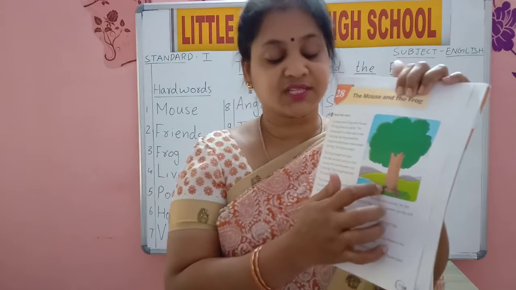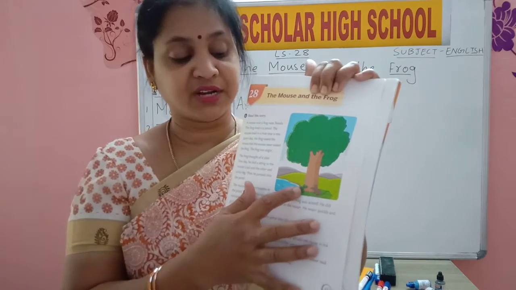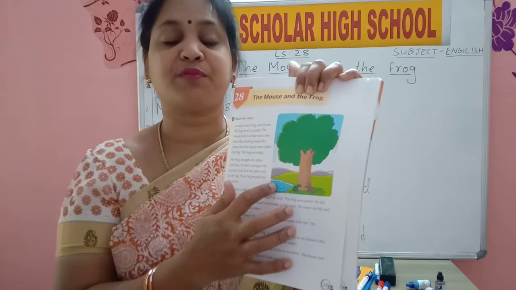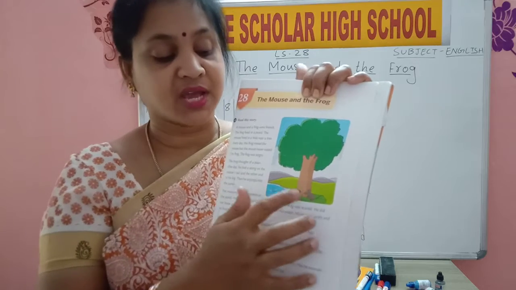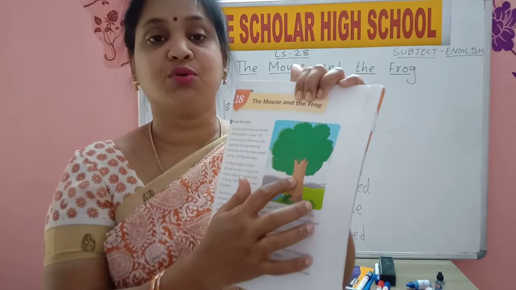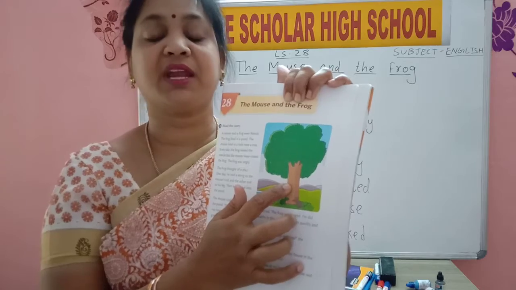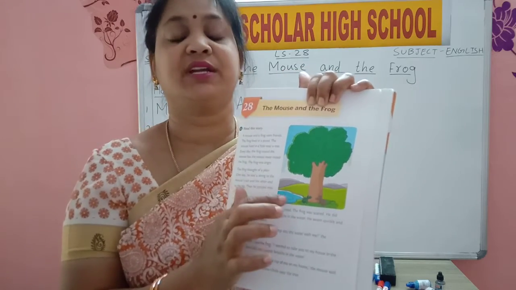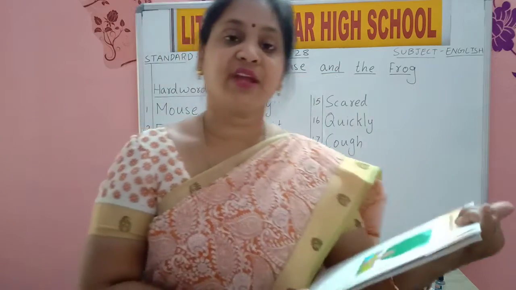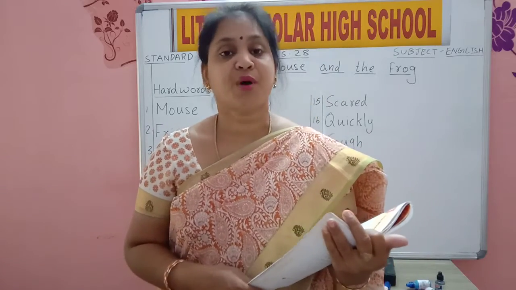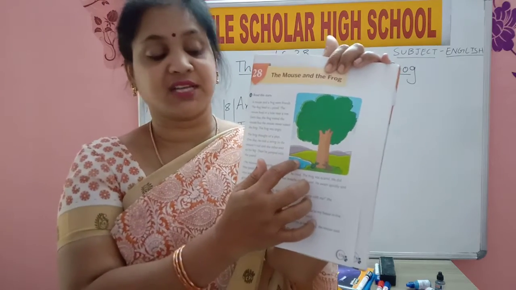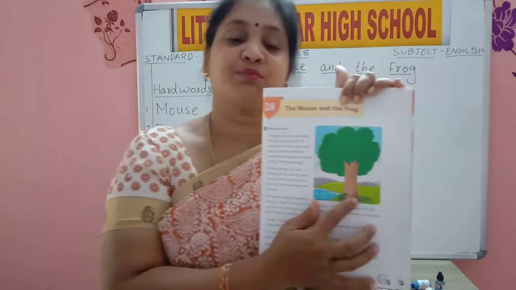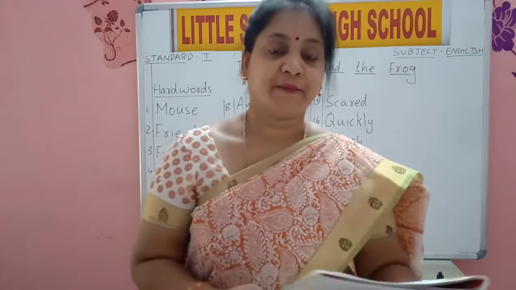This frog lives in water. These two are friends, but both have different houses. Frog lives in a pond. Pond is the house of the frog, and the mouse's house is a tree hole. In this tree, it made a hole and it lives in that hole. That is the house of a mouse. Where does the frog live? In a pond, the pond which is near the tree. The mouse lives in the tree hole.